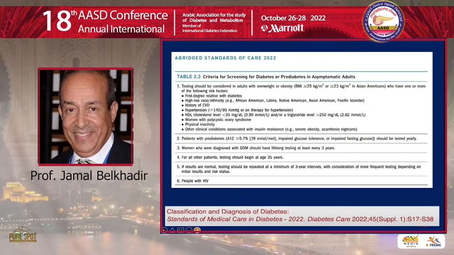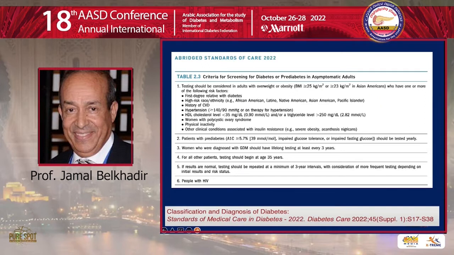For asymptomatic adults, the screening depends on the following situations. Testing should be considered in adults with overweight or obesity who have one or more of the following risk factors: first degree relative with diabetes, high risk race, history of cardiovascular disease, hypertension, HDL cholesterol level lower than 35 milligrams, physical inactivity, other clinical conditions associated with insulin resistance.